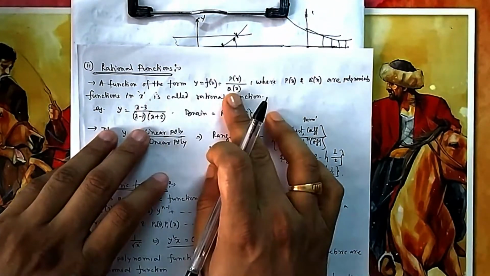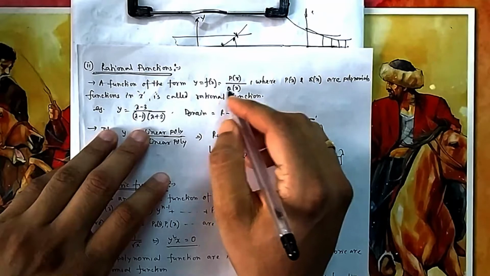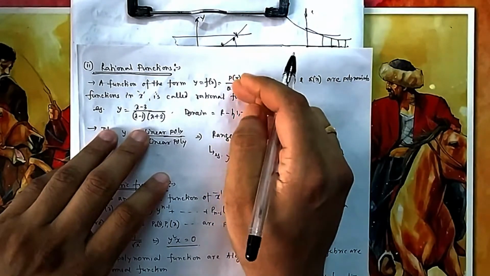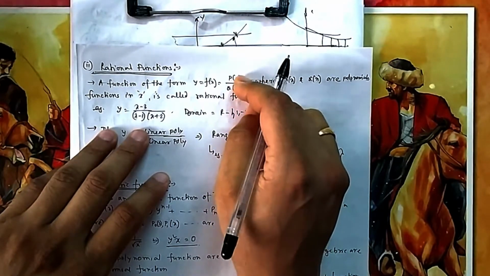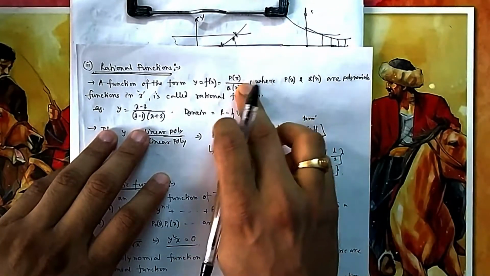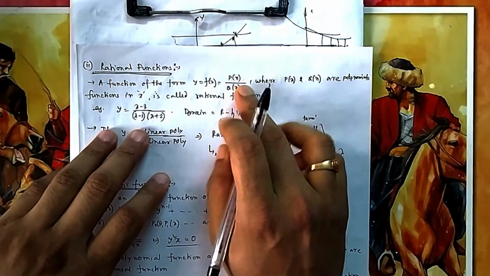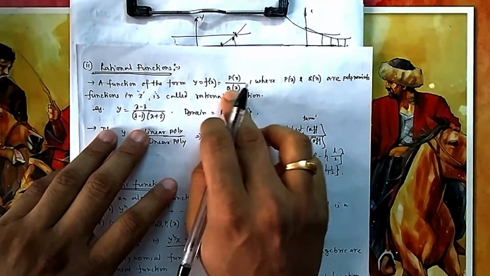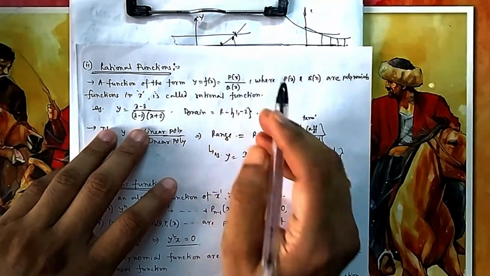You can put any value of x, but provided that, like division of functions I told you, the domain is the common part between these two. So here the domain is R, here also the domain is R. So the common is R, but you cannot put all values where q(x) is 0. So you have to check that this denominator should not be 0.